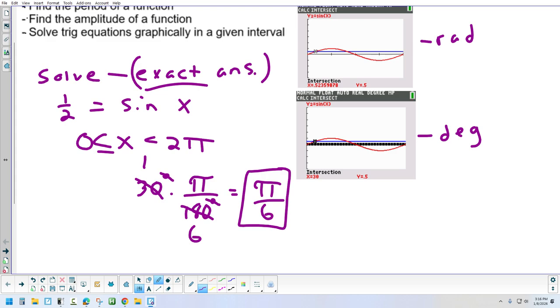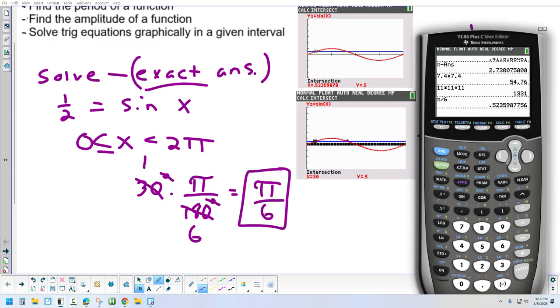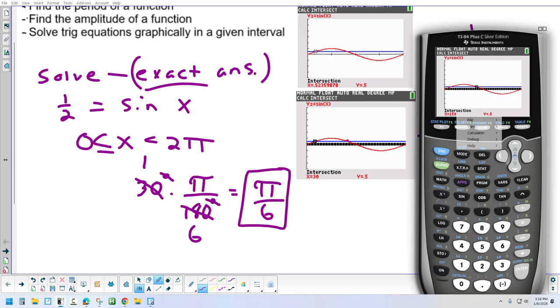Okay. And you do the same thing for this one. If that's asking for exact, it must come out nice. Second calc intersect. And does the second one come out to a nice answer? Yep. Comes out to 150 degrees, and you would change that to radians by hand.